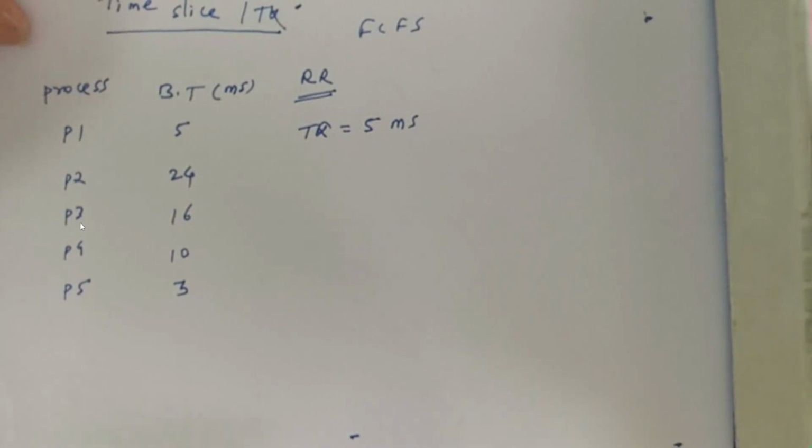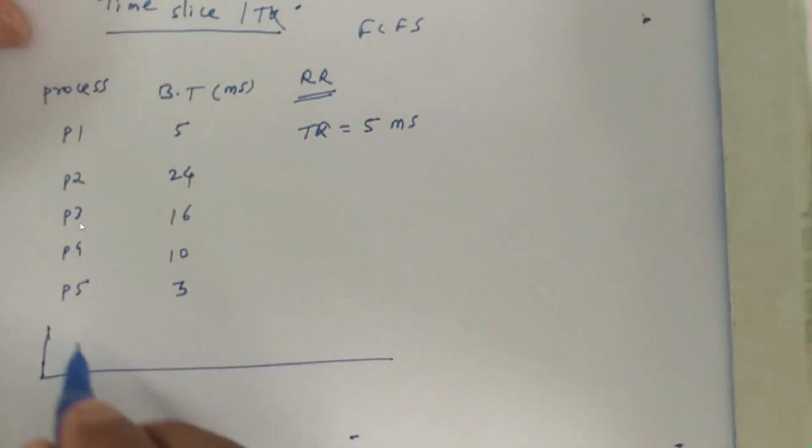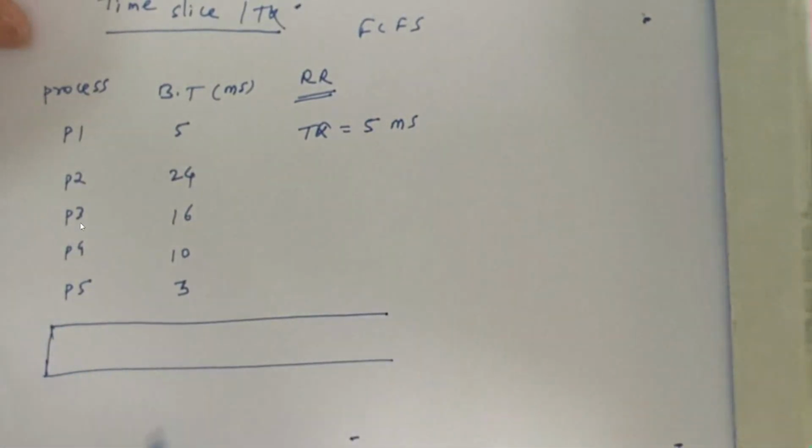So now we have to draw the Gantt chart. When we start drawing the Gantt chart, we know that the process execution will be in FCFS order, that is first come first serve. So every process will be allowed to execute for 1 TQ.